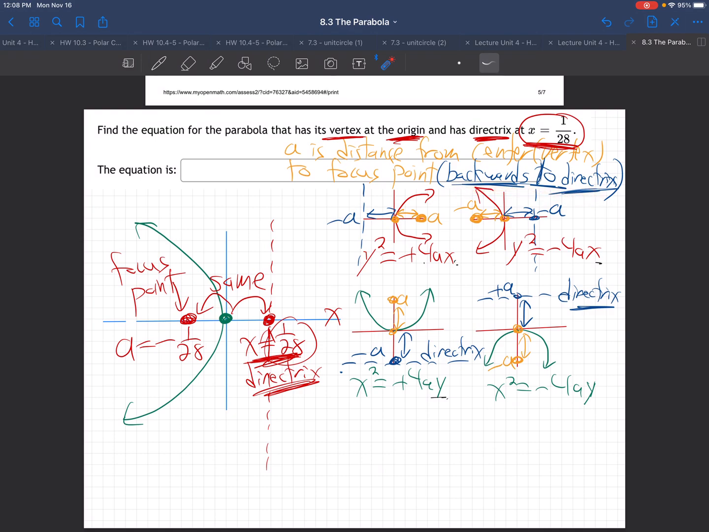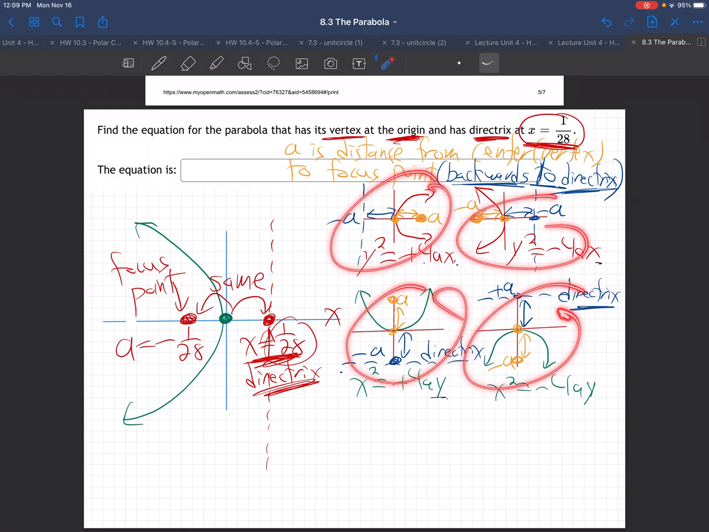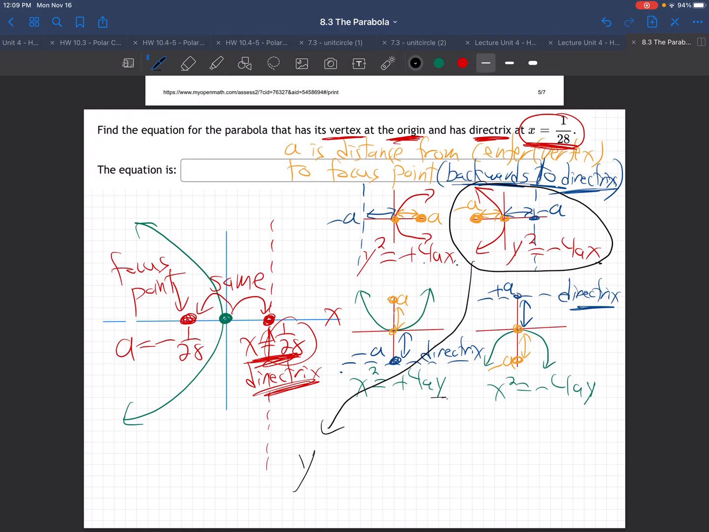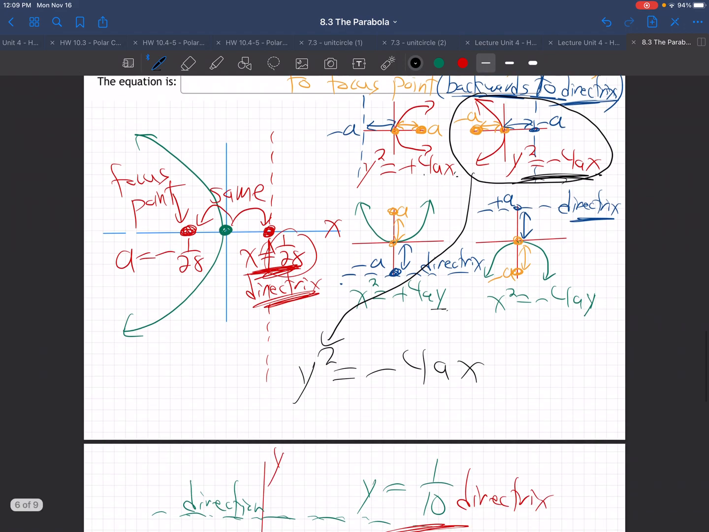Okay, great. So what? Well, now we basically got it. So in other words, which of these four is it, this one, this one, this one, or this one? Well, it's this one, right? It's branching to the left. So it's this one. So let me circle it right there and bring it on down. So my equation is, I'm grabbing this equation, y squared equals minus 4ax. That's our equation. And what's the A?